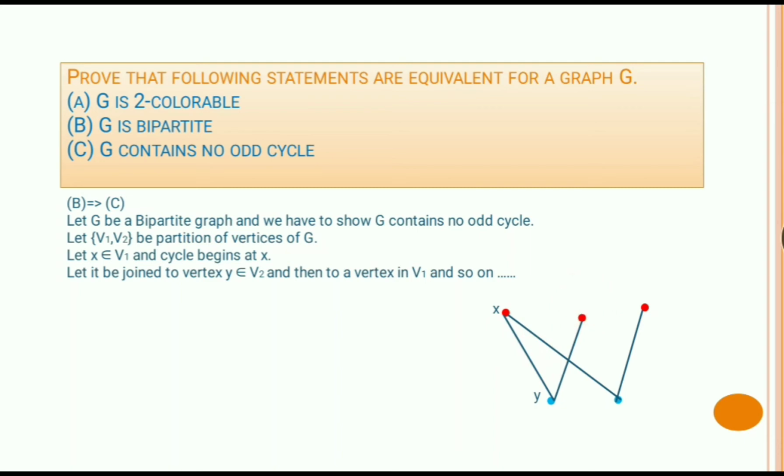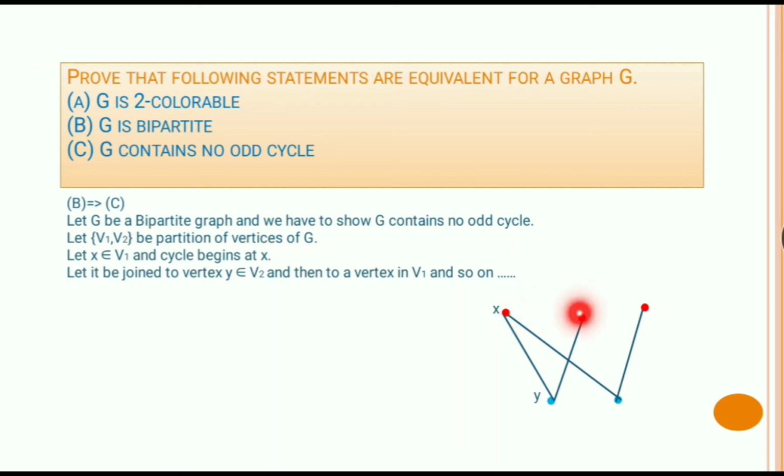The cycle will go like this, from a vertex of V1 to a vertex of V2, then to a vertex of V1, then again to a vertex of V2, if there is an edge there. So this will continue. And you know, in a cycle, the initial vertex is always the same as the final vertex. So if the cycle begins here, it goes to a vertex of V2, then again it comes back to a vertex of V1, then it has to go back to x.